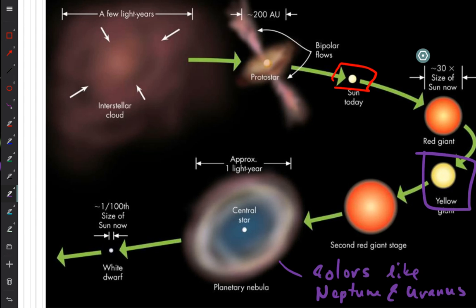Think the universe grow up. Yeah. Okay, so that's the life story of a star that's similar in mass to our sun.